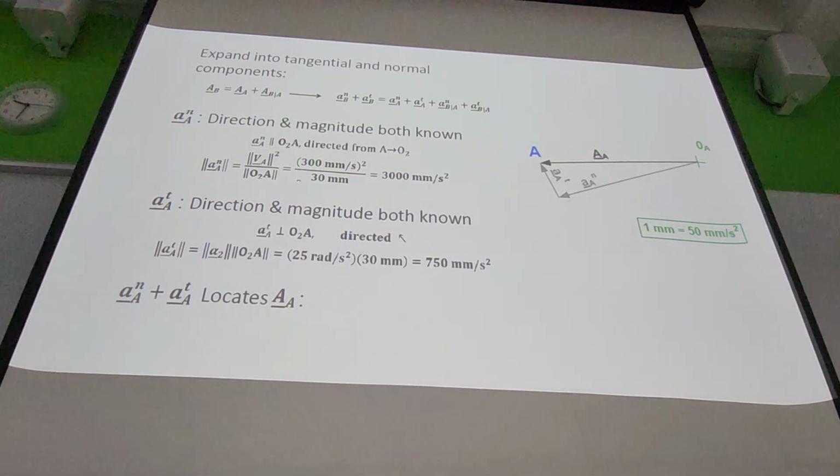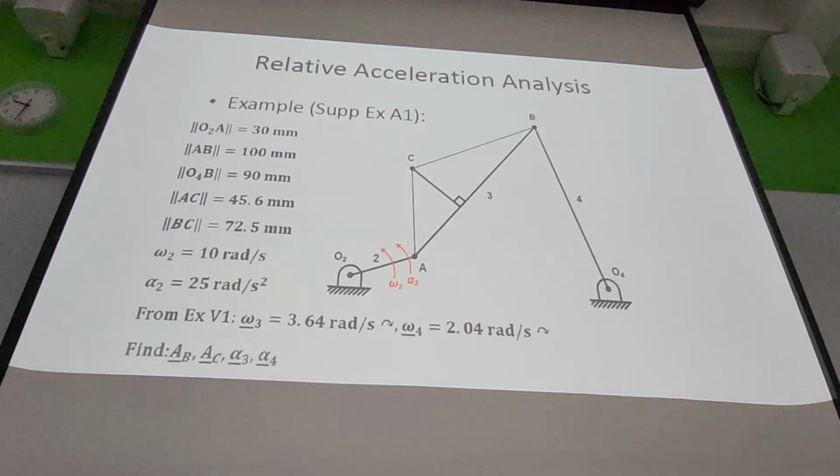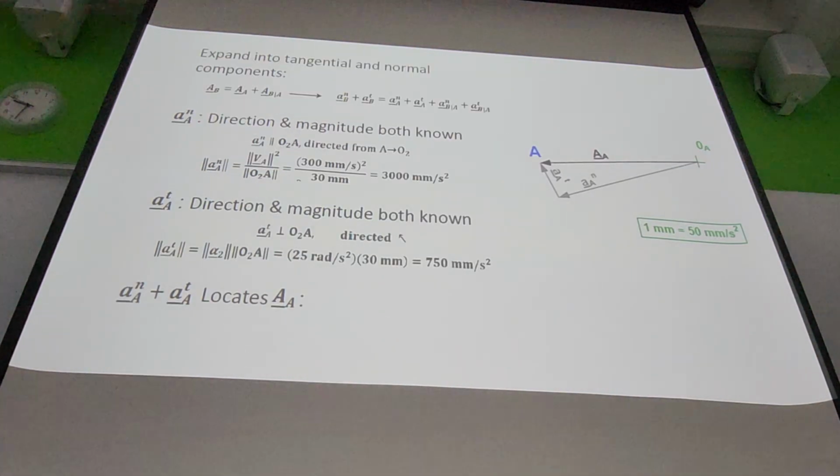Alpha 2 is given to us, so we know the tangential component. Now when you want to plot, the normal acceleration is plotted as 3000 mm per second square. The orientation of this is in the direction of the link. You already know the direction of the link. So point A will have a normal acceleration towards O2, and tangential acceleration is perpendicular to this link. You know the magnitude, so that is what is plotted here.